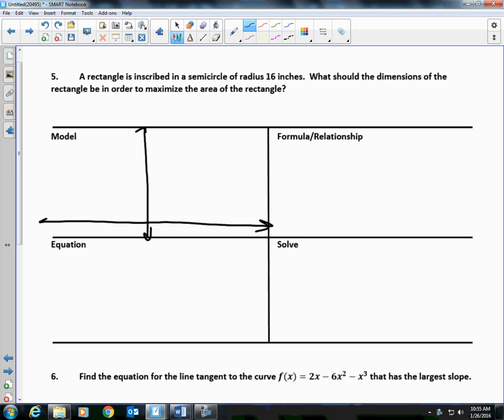And we'll kind of try to piece it together. What y value does it cross through up here? 16. What's the x value over here? And how about this value? How do you know it's 16? Because the radius is 16. So what I have is a rectangle that's inscribed on the inside.